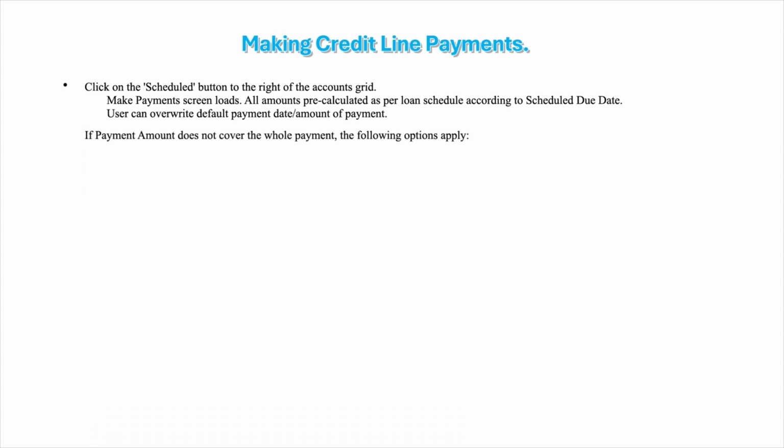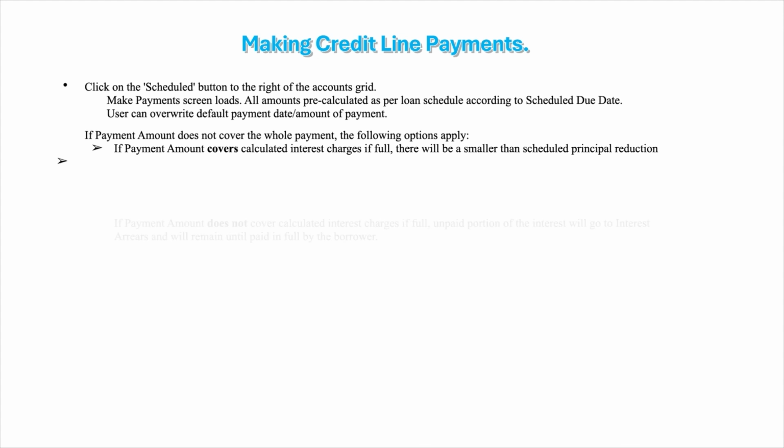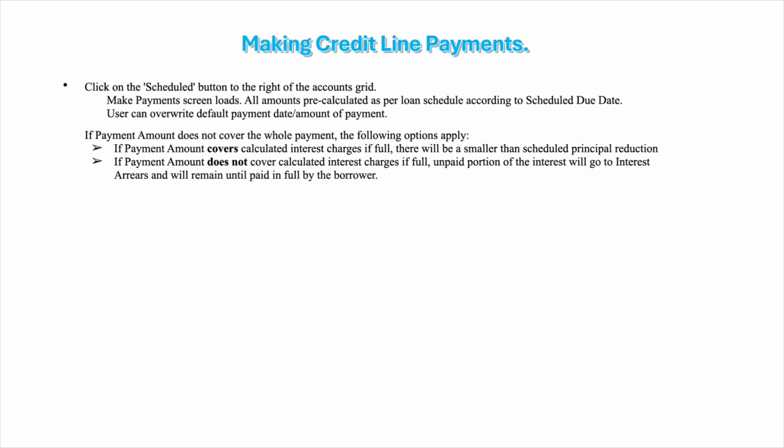If the payment amount does not cover the whole payment, the following options apply. If the payment amount covers calculated interest charges in full, there will be a smaller than scheduled principal reduction. If the payment amount does not cover calculated interest charges in full, the unpaid portion of the interest will go to interest arrears and will remain until paid in full by the borrower.